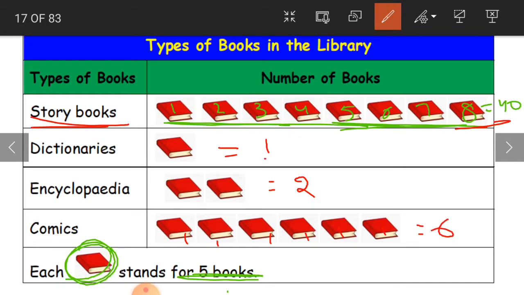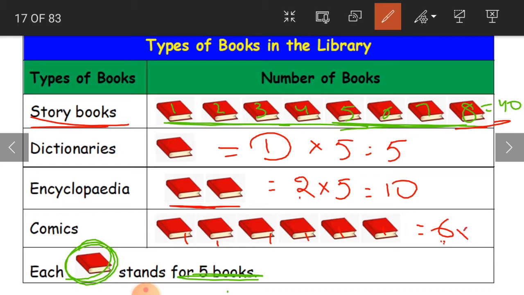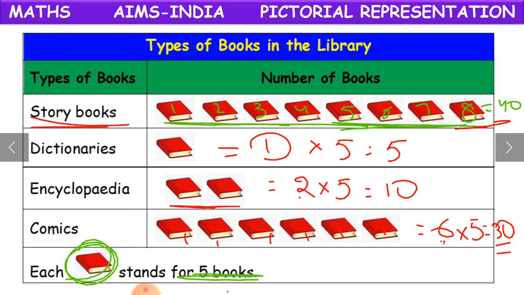Understood? So even though we are having only one book, what does this mean? 1 into 5, 5 books. Here we are having only 2 books, but what does it actually represent? 2 into 5, 10 books. Here we are having only 6 books. So what does it represent actually? 6 into 5, 30 books, children.